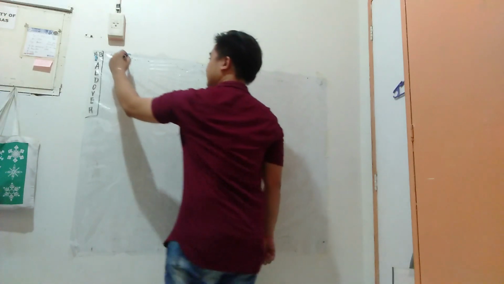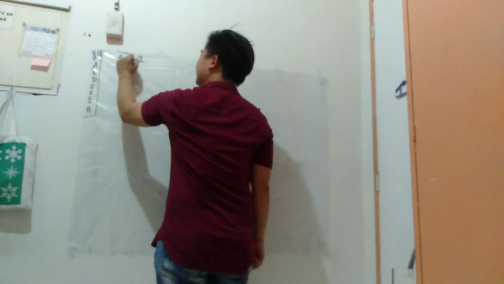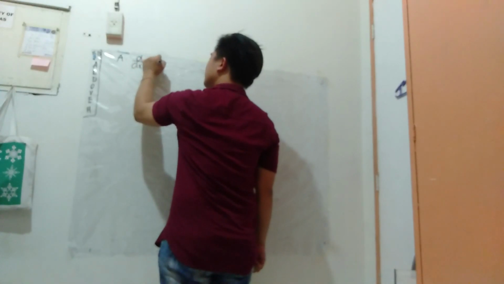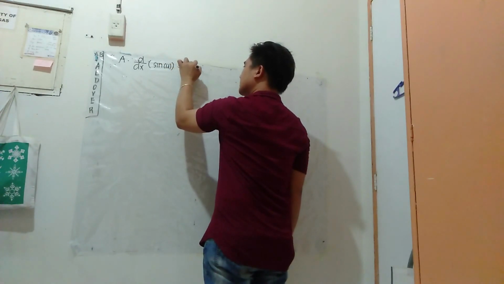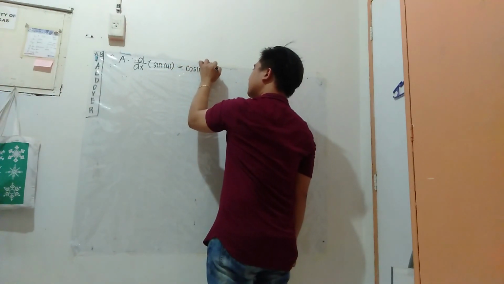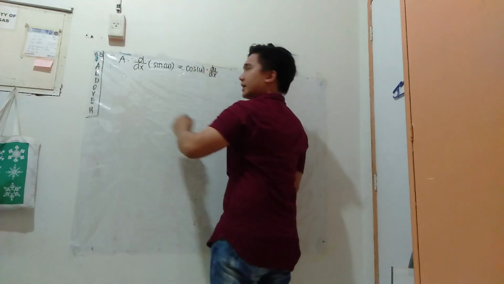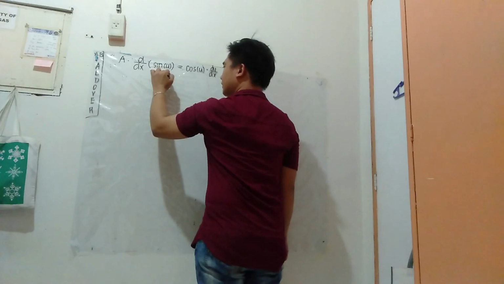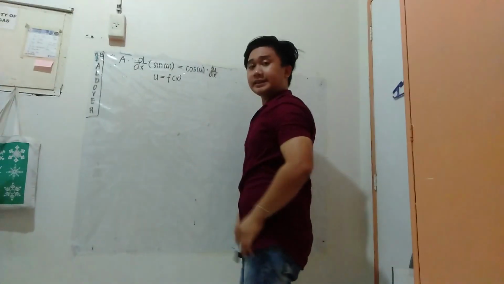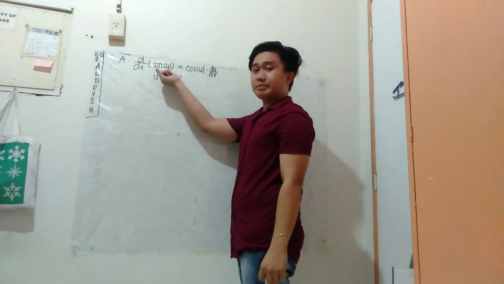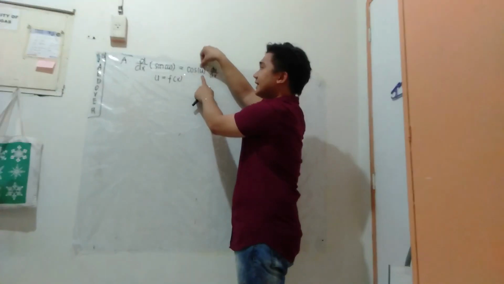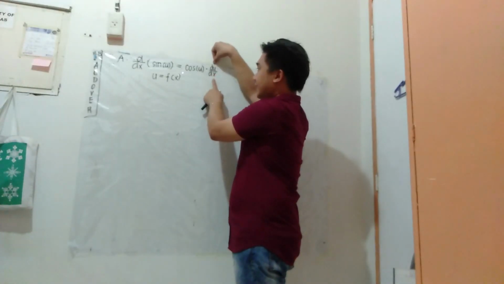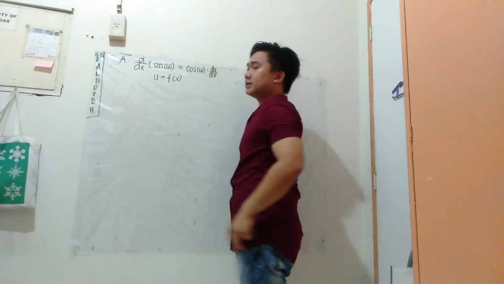Okay, so the first formula is for the sine function. Take note that the derivative of sine of u with respect to x is equal to cosine of u times the derivative of u with respect to x. Remember that u is a function of x. Check lang natin yung formula. Yung sine, kapag dinerivative mo, magiging cosine. Tapos, huwag mong kakalimutang i-derivative yung angle natin, yung theta natin. At ito yun: derivative of u with respect to x.